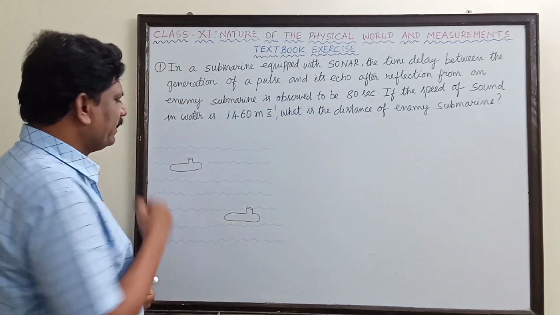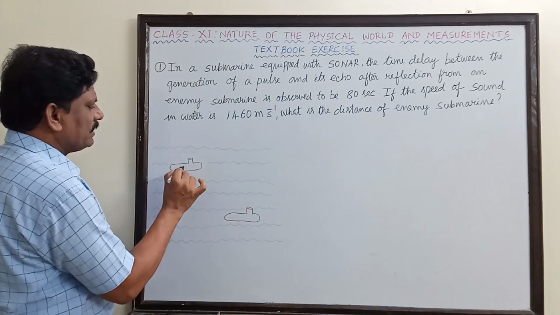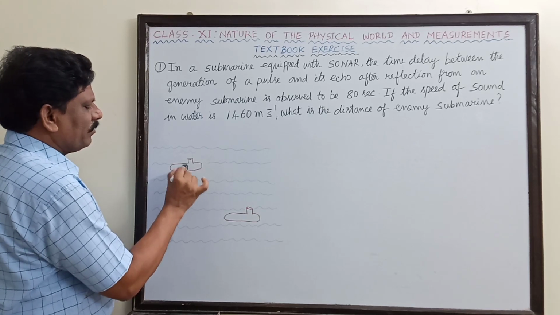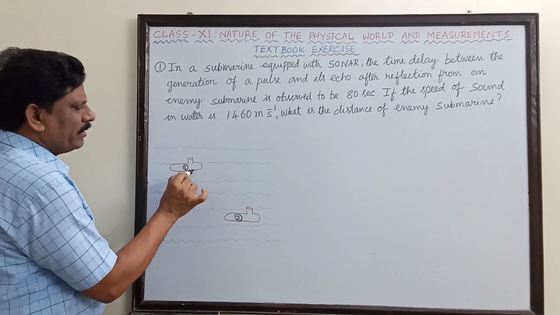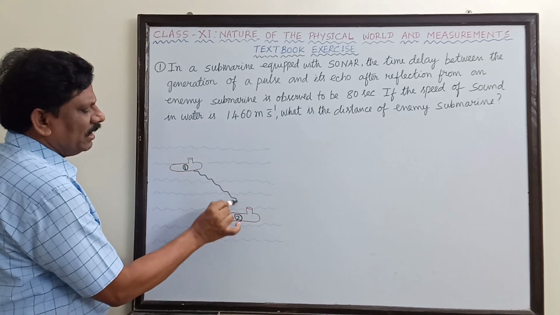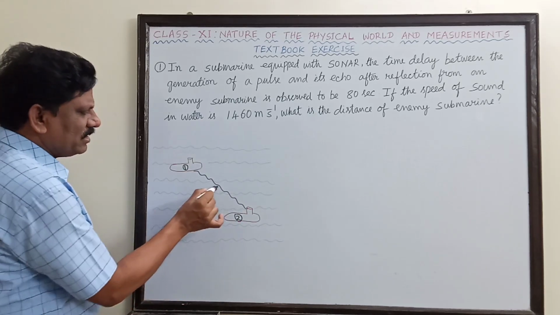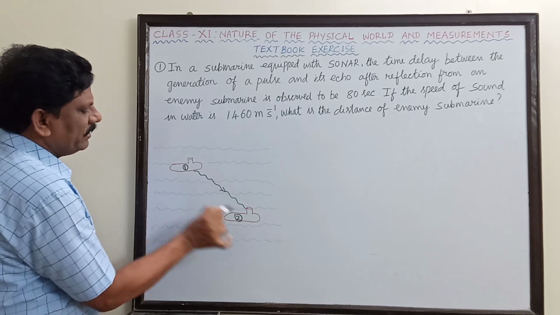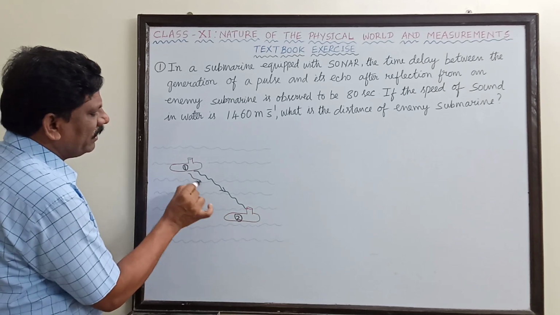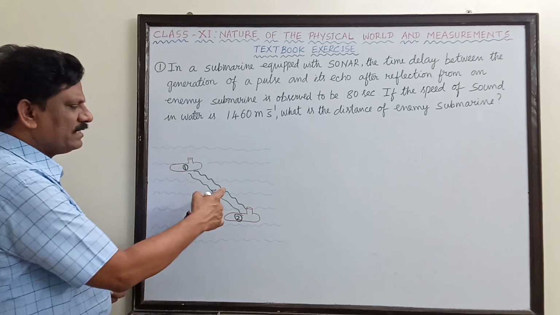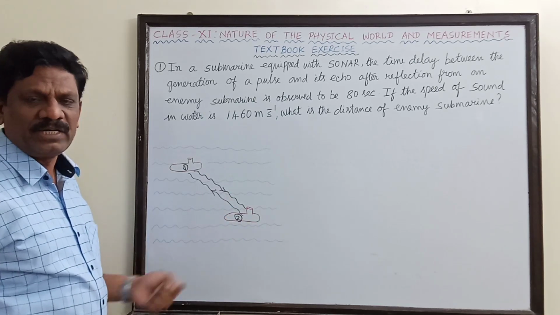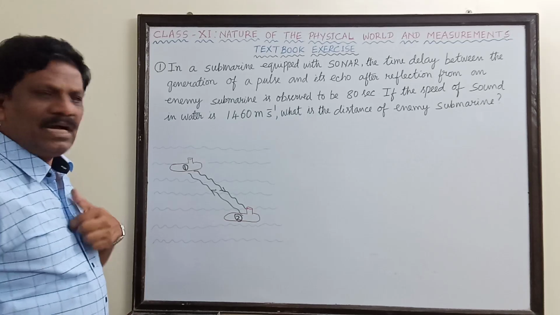Now we can see here there are two submarines. This is the first submarine and this is the second one, the enemy submarine. From here ultrasonic sound waves are sent and they are reflected by the enemy submarine and it gets the echo. So the incident sound is going in the downward direction, the reflected echo is coming in the upward direction.